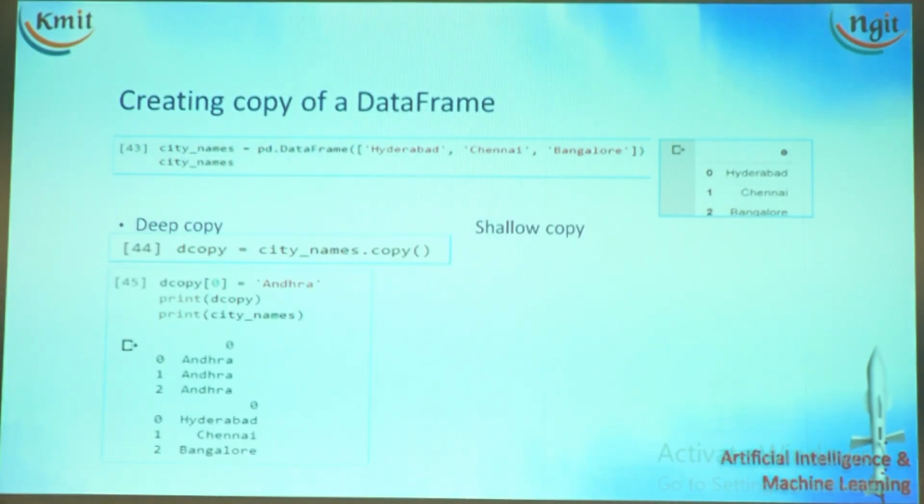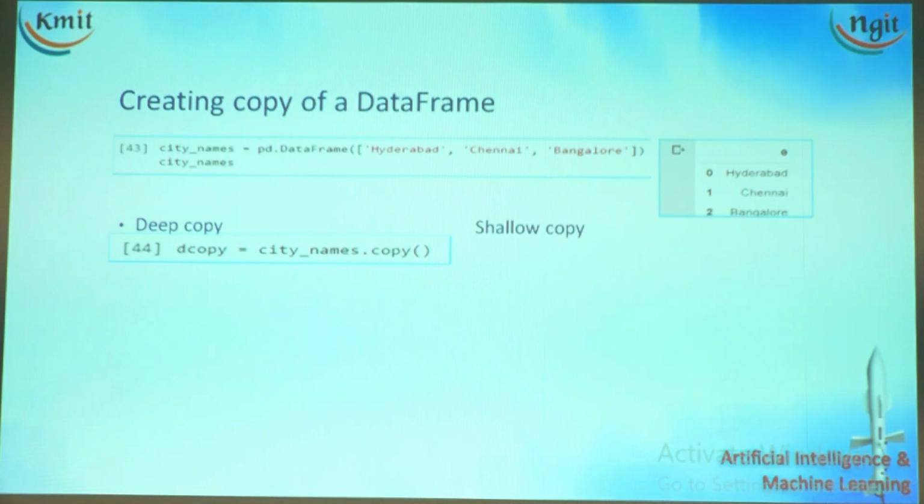Create a deep copy. In that copy, change Hyderabad to some other name. I have created it there, the first element is Hyderabad. You change it to some other thing. Create a deep copy. Replace Hyderabad with something else, any other city, any other name. And check your original data, check your copied data.